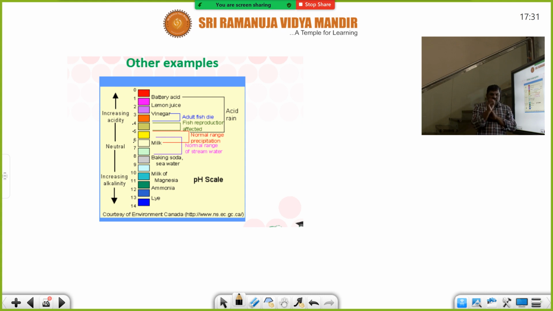In sour milk we find lactic acid, which has acid in its name, and butyric acid in butter. Then at 7, that is neutral. Pure water is neutral. Again, milk of magnesia is used as an antacid.